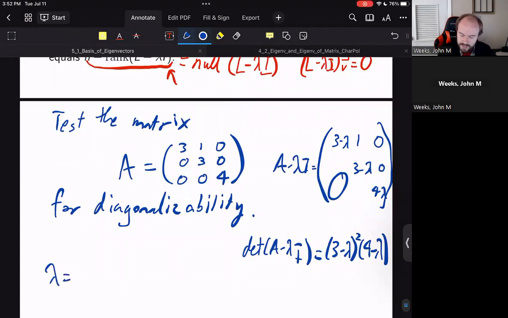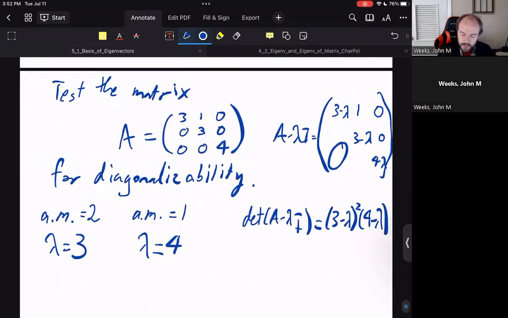We have that lambda equals 3 is an eigenvalue with algebraic multiplicity of 2. I'll use AM for algebraic multiplicity, whereas lambda equals 4 is an eigenvalue of algebraic multiplicity 1. We do not have to worry about lambda equals 4, because we know that its geometric multiplicity must also be at least 1. Otherwise, 4 would not be an eigenvalue. So that's not one we have to worry about in our test for diagonalization.